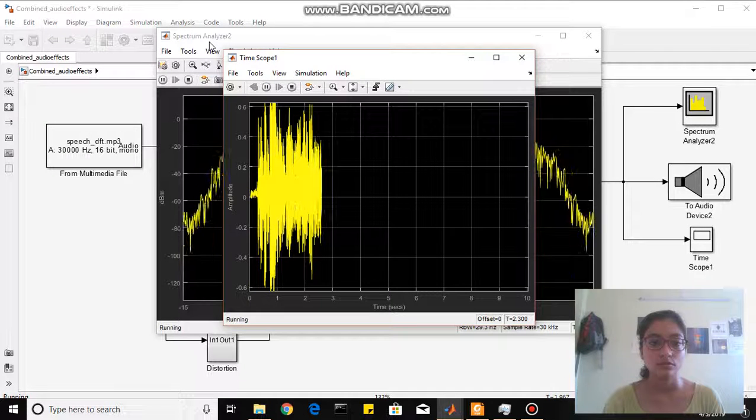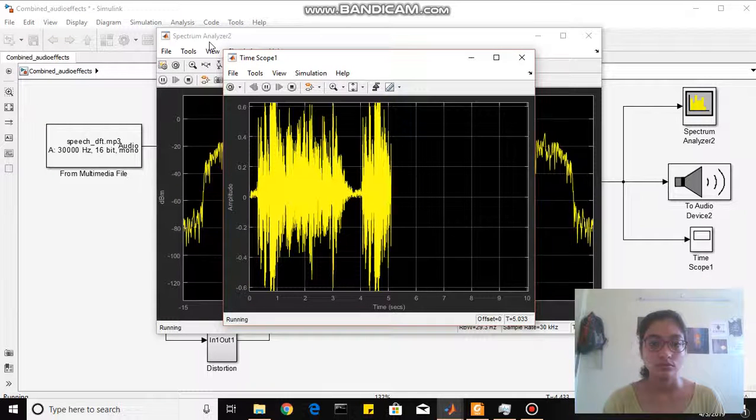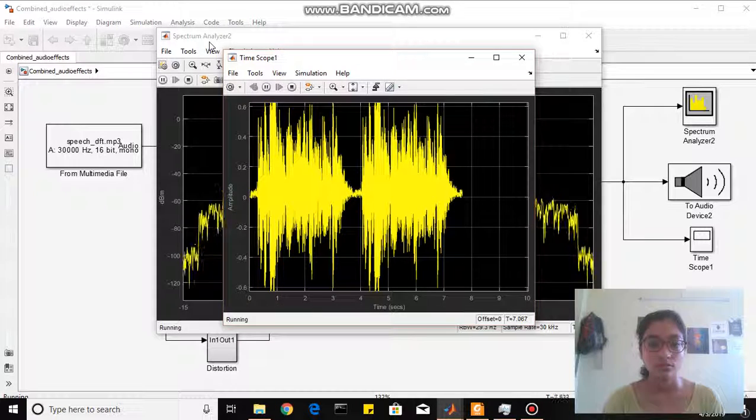The discrete Fourier transform of a real-valued signal is conjugate symmetric. The discrete Fourier transform of a real-valued signal is conjugate symmetric.